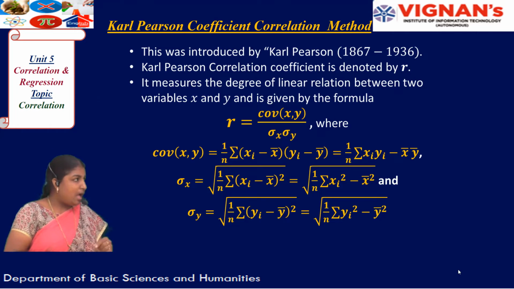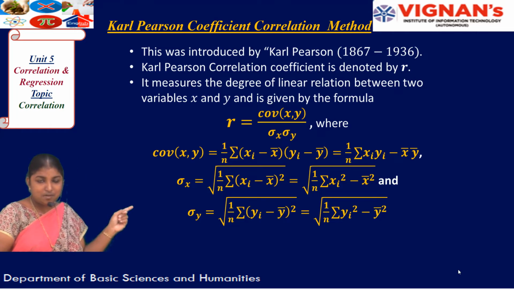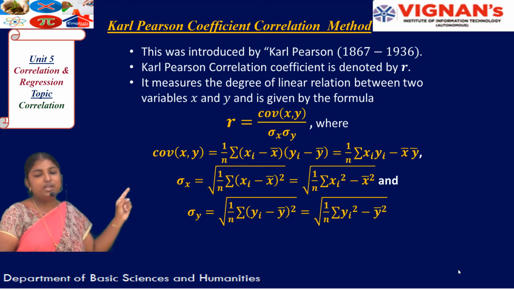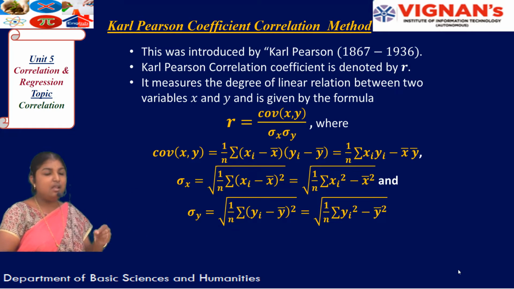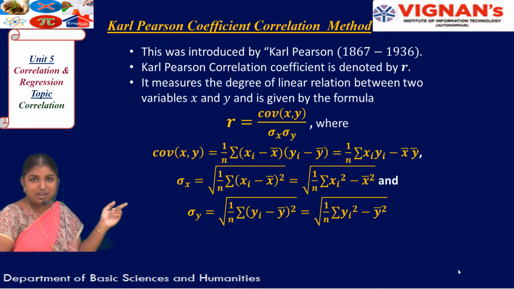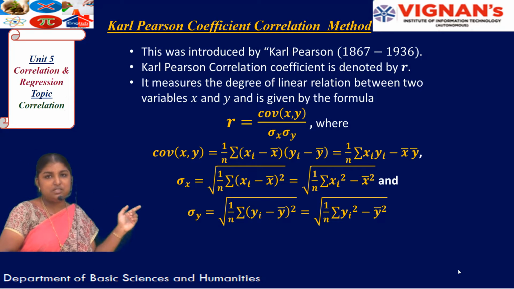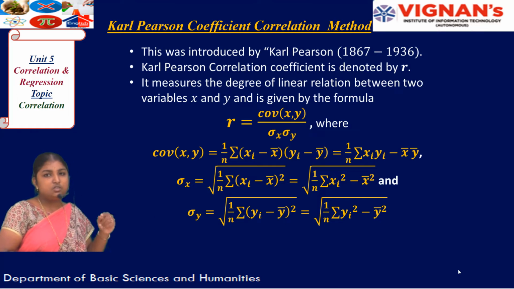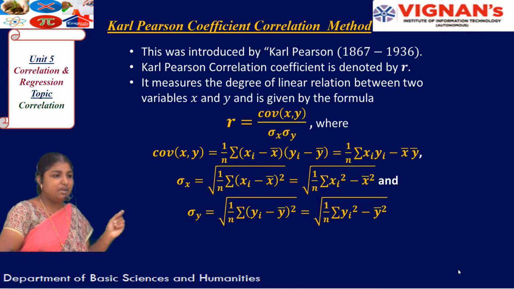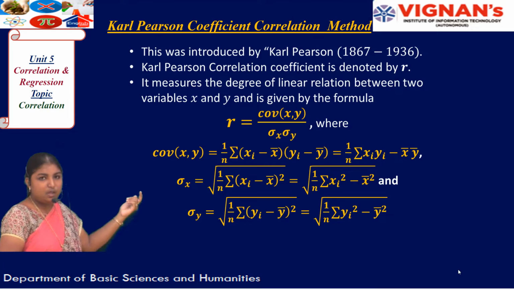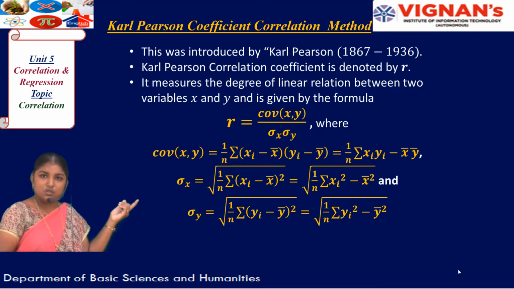It measures the degree of relationship between two variables X and Y. The correlation coefficient R can be written as covariance of XY divided by sigma X into sigma Y. Covariance of XY can be written as 1 by n into summation XiYi minus X bar Y bar, or also as 1 by n into summation (Xi minus X bar) into (Yi minus Y bar). You can use any one of the formulas for covariance of XY.